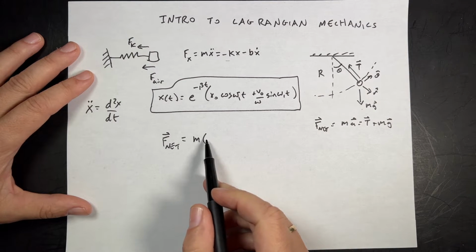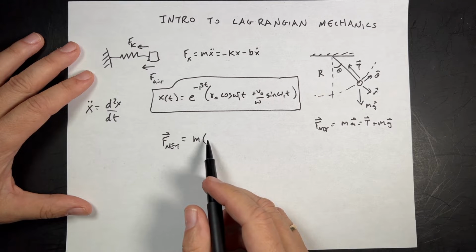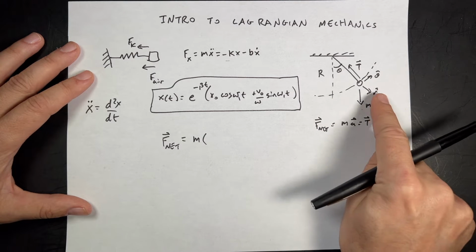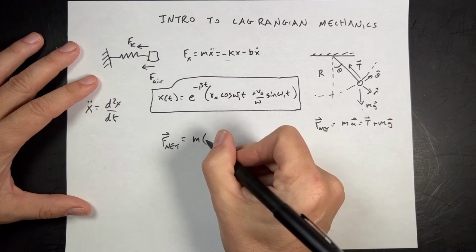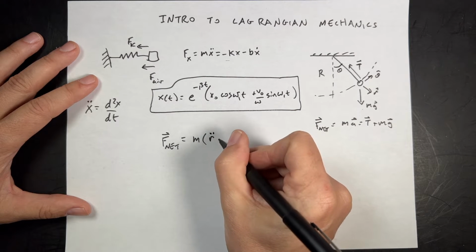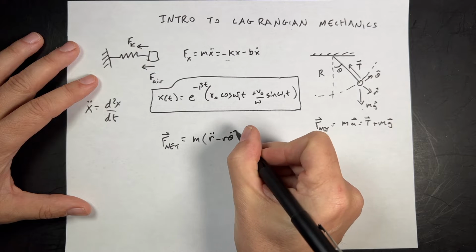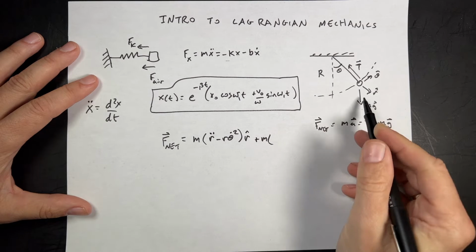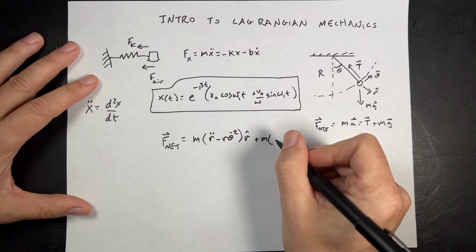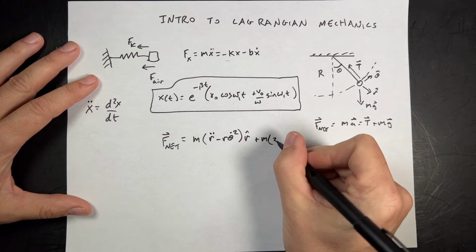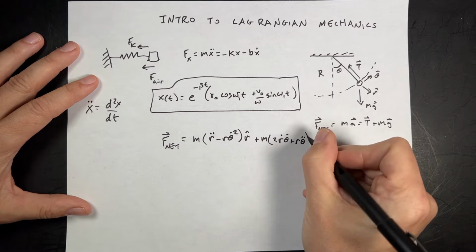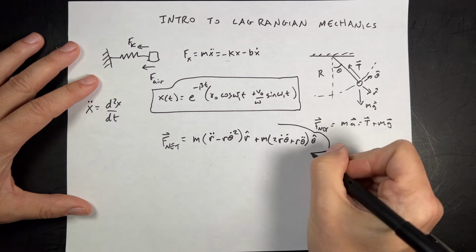So it's going to be the mass times the acceleration in the r direction, but you have to convert to polar coordinates. It is not an easy thing because these unit vectors change directions as you move around, so the unit vectors are not constant. So you get the following: m times (r double dot minus r theta dot squared) r hat plus m times (2 r dot theta dot plus r theta double dot) theta hat.